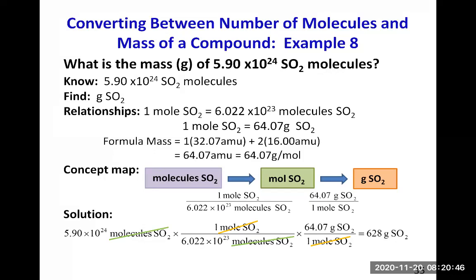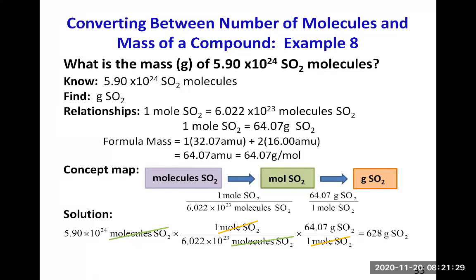So in the calculator, you do 5.90 times 10 to the 24th. Remember to use the scientific notation and the EE key. Multiply by 64.07 divided by 6.022 times 10 to the 23rd. And here it is important you use the scientific notation again, because if you don't use parentheses or the scientific notation, you may have the times 10 to the 23rd be moved up to the numerator by the calculator because it will not understand it's in the denominator.